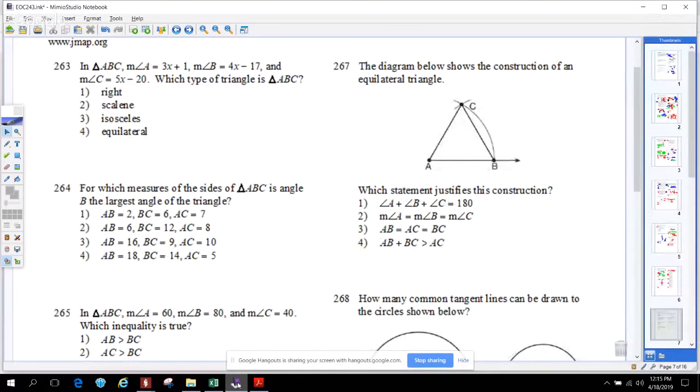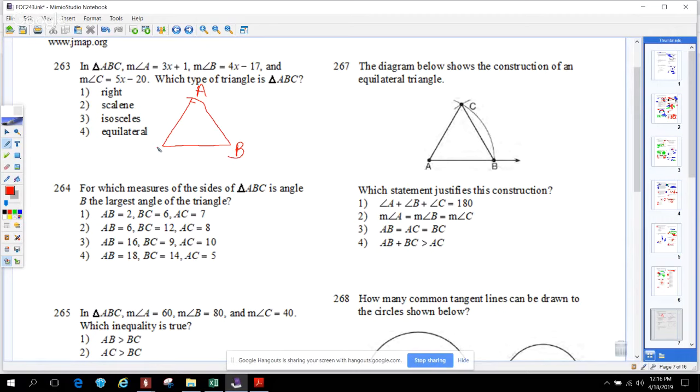We're looking at question 263 on page 51. The question says, in triangle ABC, well, that's enough for us to know we need to draw a triangle. Okay, so we're going to start off by drawing a triangle. It doesn't have to be to scale. It doesn't have to be perfect. We're just going to get us started.